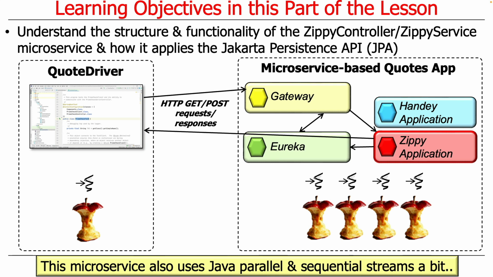And this microservice is going to use both Java parallel and sequential streams, just a little bit for one of the method implementations. But it's primarily going to use the Jakarta Persistence API.